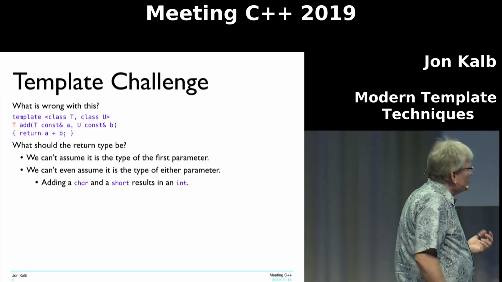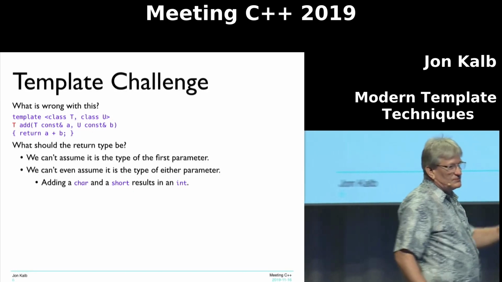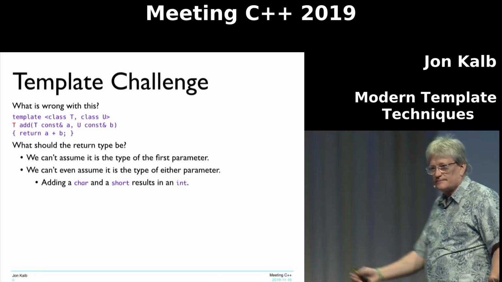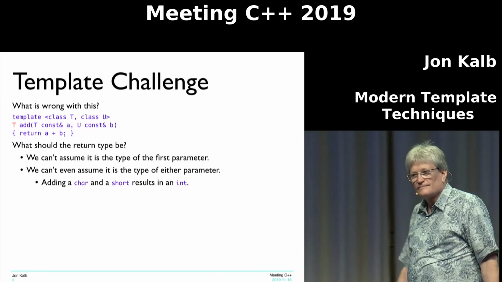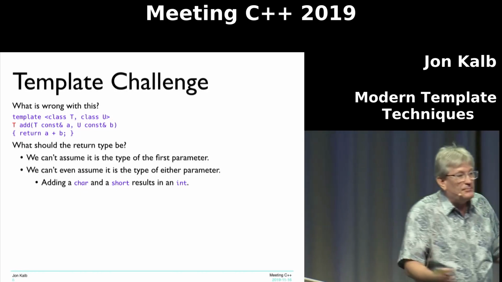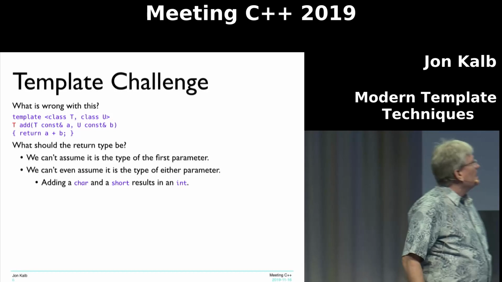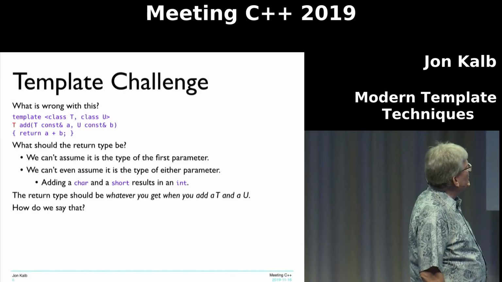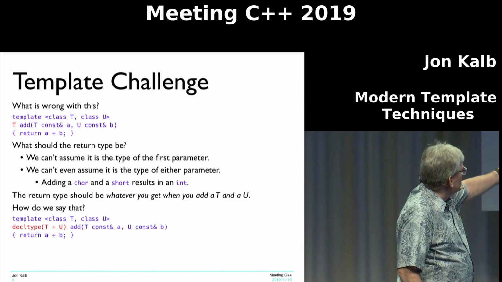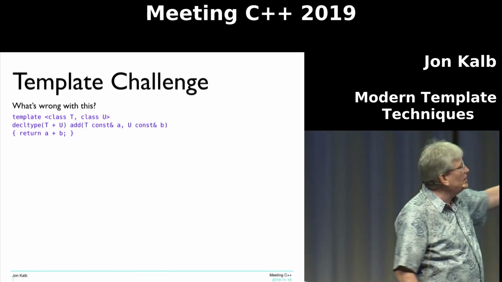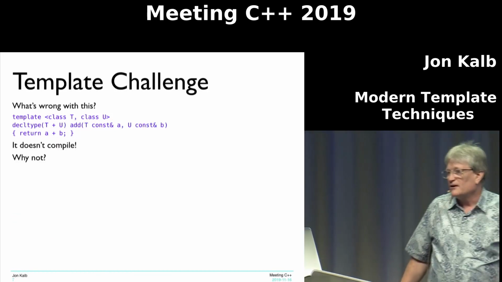So not thinking at all about C++ or code, in words, what is it that we want to return? Whatever happens when you add together whatever A and B are, or whatever these T and the U are when you add them together. So what we want to say is that we want to return decltype of T plus U, right? Okay, we good? What's the matter?